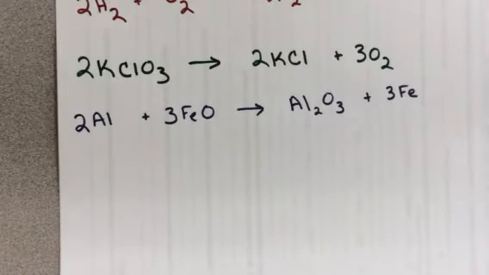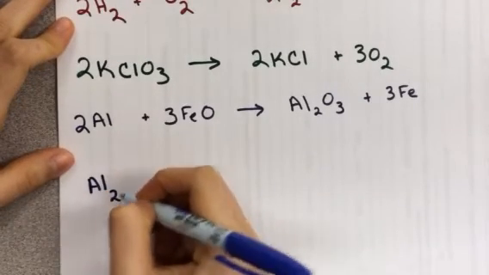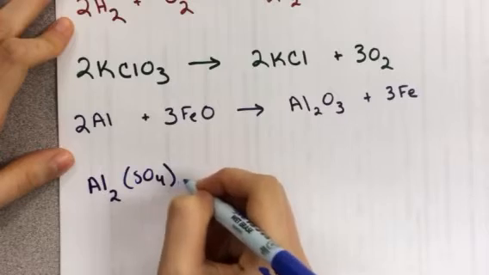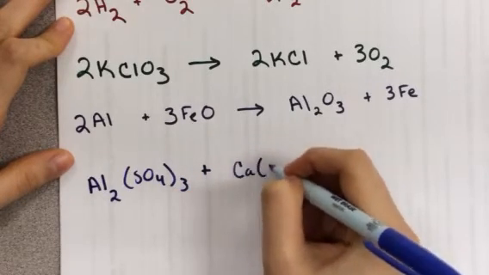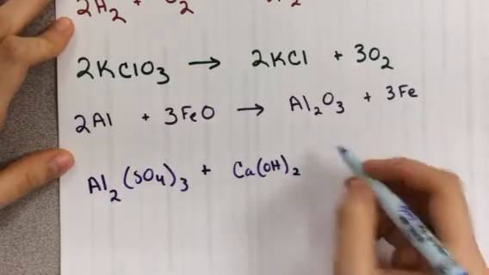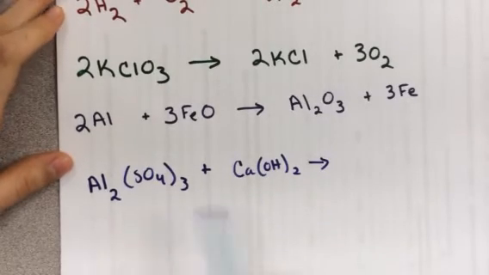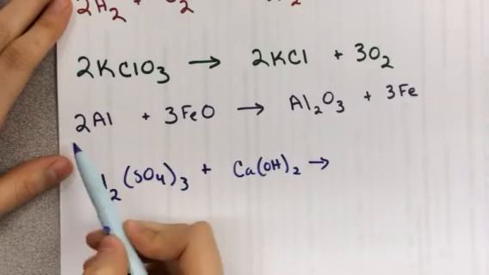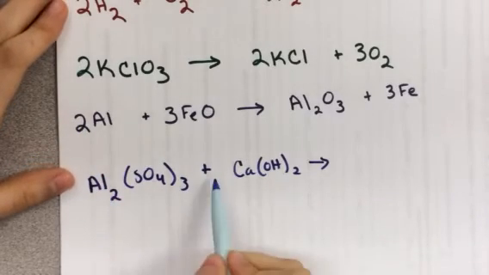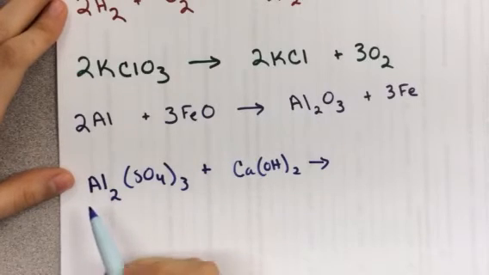Okay. Let's look at the double replacement example I have. We have aluminum sulfate reacts with calcium hydroxide to yield what? So in this case, you actually don't need to use an activity series. That's only going to be for single replacement reactions. In this case, we're going to go ahead and assume that a displacement does occur.